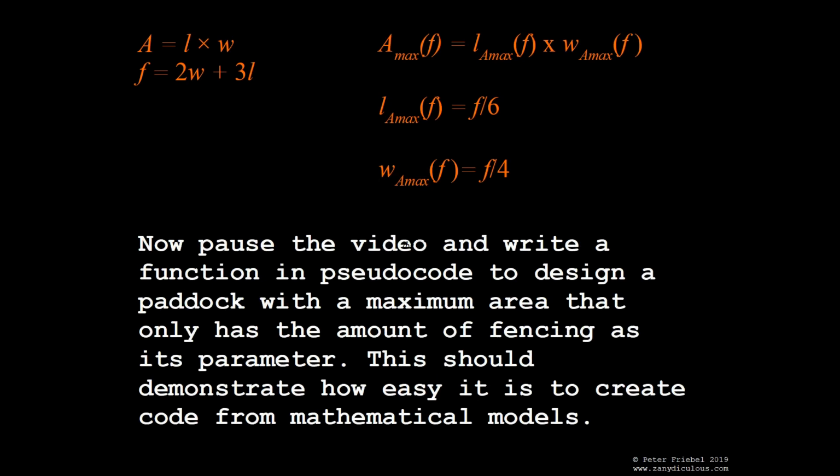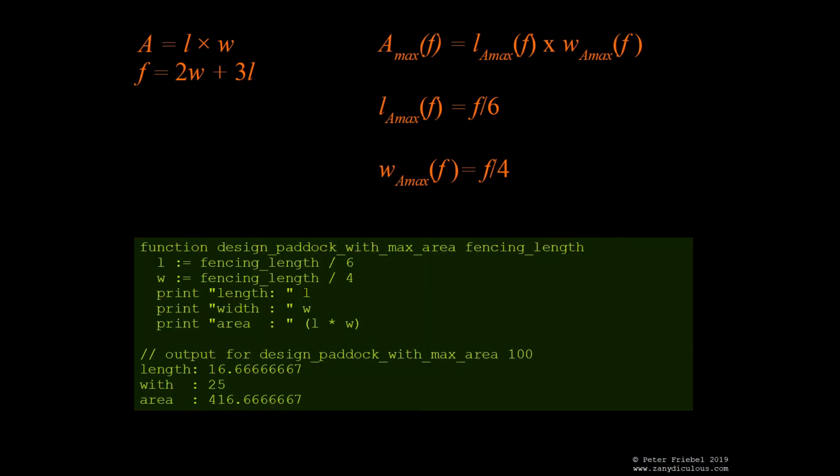Now pause the video and write a function in pseudocode to design a paddock with a maximum area that only has the amount of fencing as its parameter. This should demonstrate how easy it is to create code from mathematical models. Okay, once you've done, you should have something that looks like this. Can be different, of course, but you will understand if you had it right or not.